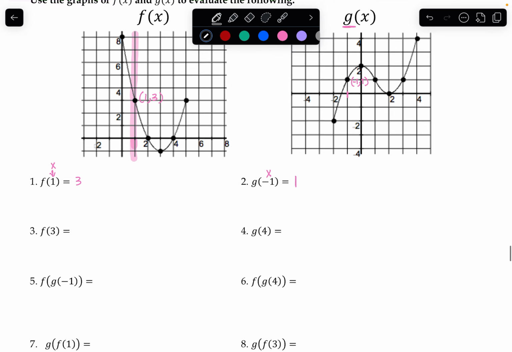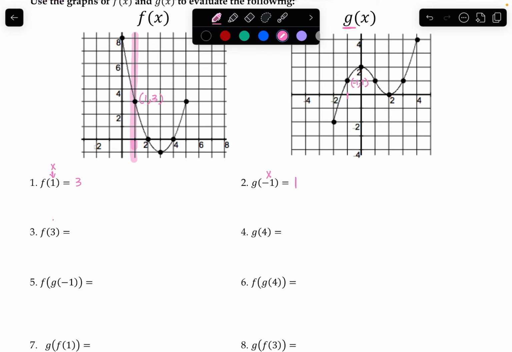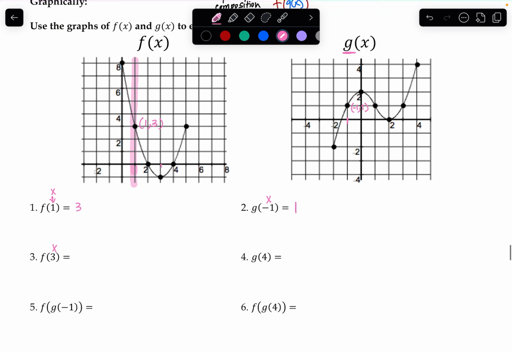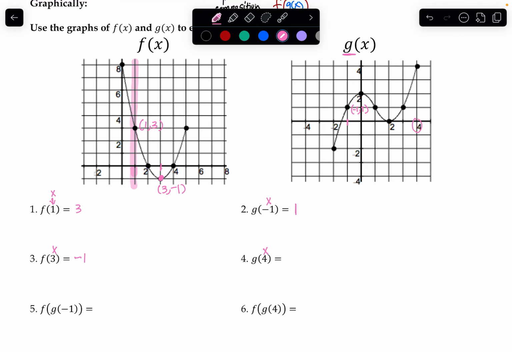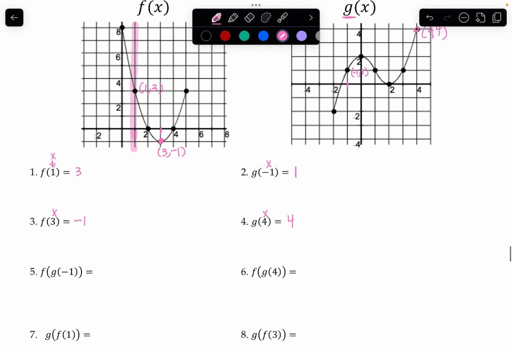Okay, back to f. This time x is 3. So x is 3 right here. And on our graph, we have the point (3, negative 1). So negative 1 would be our output for f of 3. Now we're at g of 4. So go back to the g function and go to where x is 4. And it looks like we have the point (4, 4). And so g of 4 equals 4.